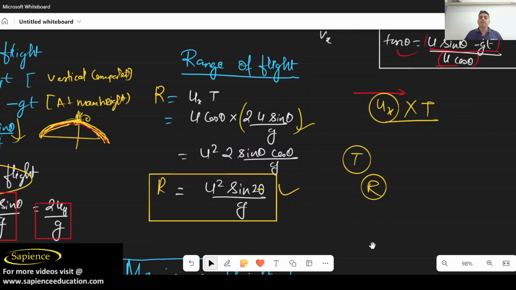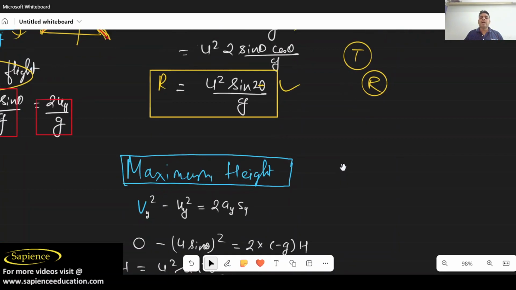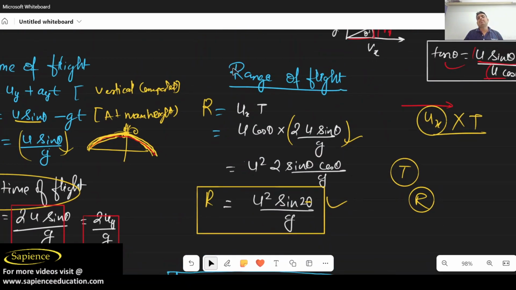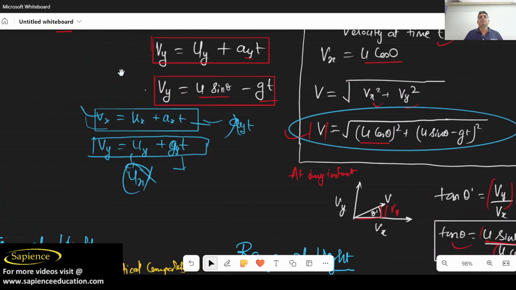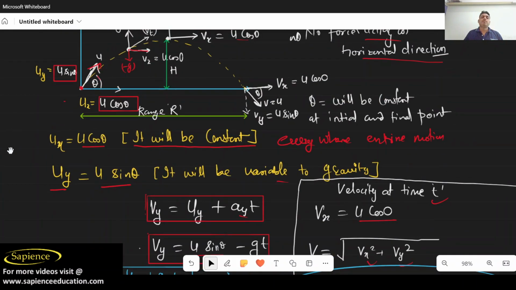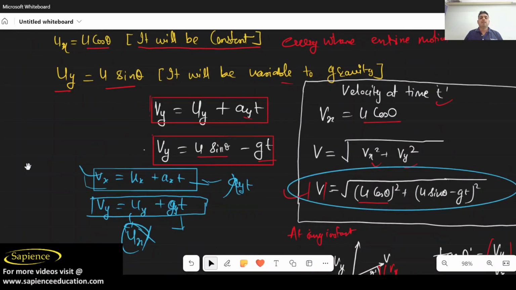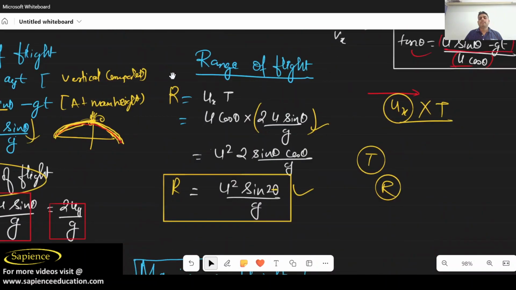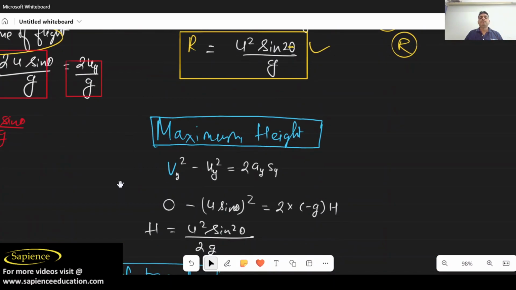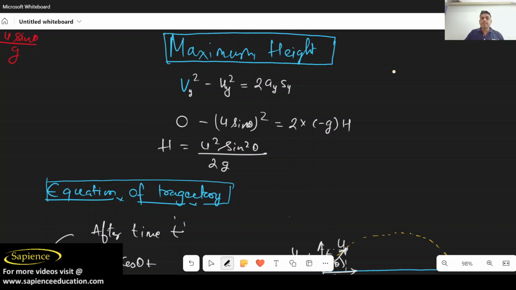Now the third point, we are talking about maximum height. What is the maximum height it attains? Whenever there is a projectile motion, this height is the maximum height. So what is the maximum height? We need to find it out. So let us do this sum. See here, maximum height.